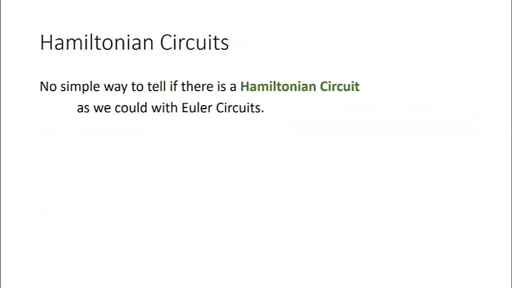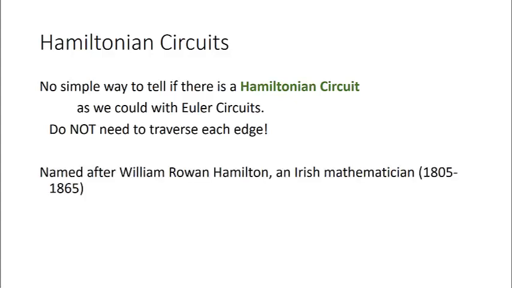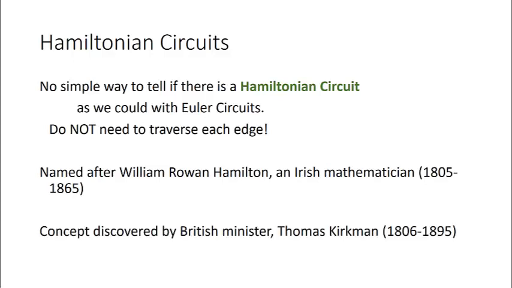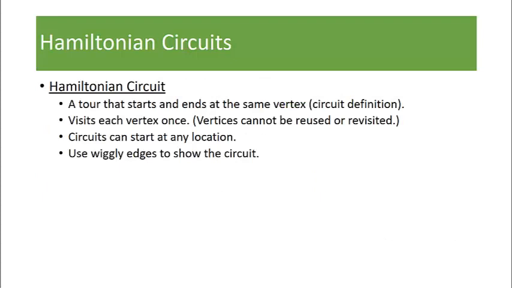Now, with our Hamiltonian circuits, unfortunately, there's no simple way to tell if a graph has a Hamiltonian circuit like we could with our Euler circuits. But keep in mind, we do not need to traverse each edge, we're just hitting each vertex. Hamiltonian circuits are named after William Rowan Hamilton, an Irish mathematician, although the concept was discovered by British minister Thomas Kirkman. So these Hamiltonian circuits are a tour that start and end at the same vertex.